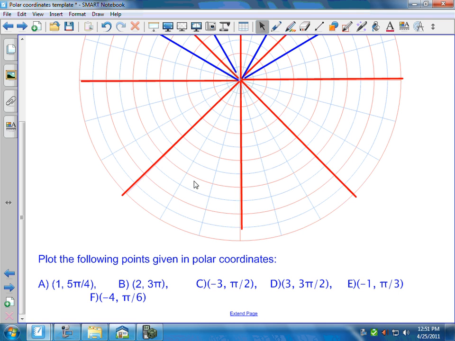Just because these circles are so tiny, I'd like to change some of the numbers here. Point A, can you change that number 1 to 5? Make this a 5, please. 5 comma 5 pi over 4. And point B, can you change the number 2 to number 4, please? This should be 4 comma 3 pi. And this last one, point E, I want to change that to negative 6.